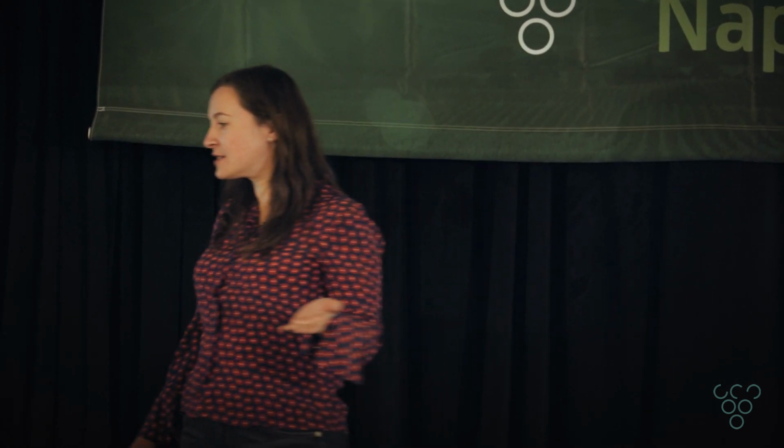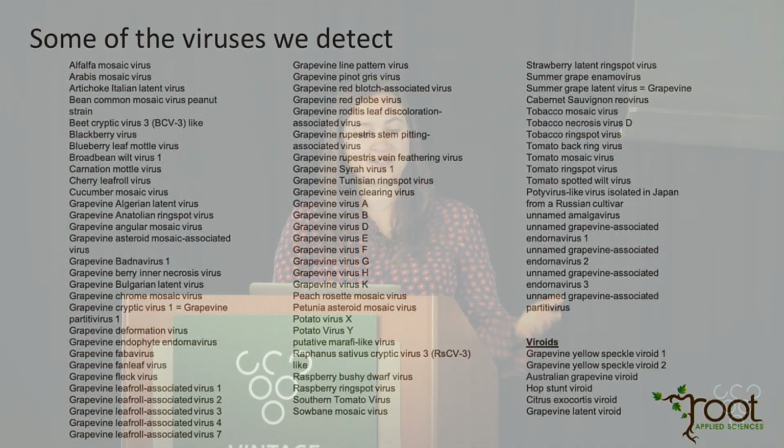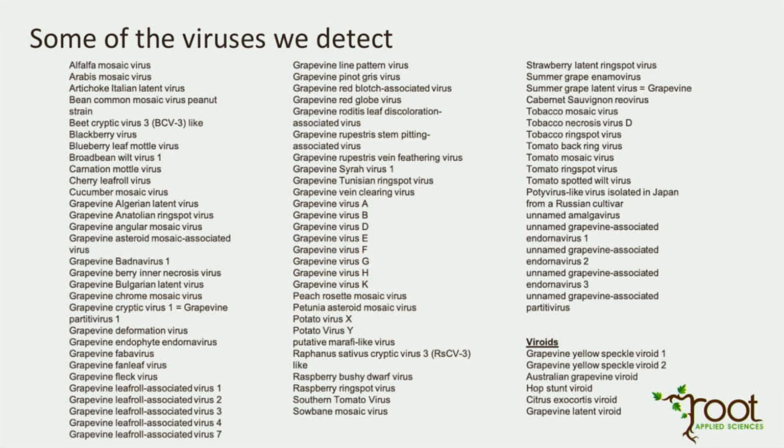So in our method, all nucleic acid is sequenced. There's no predetermined target, so there's no bias, but it's more expensive. Here are some of the viruses that we detect that have been found in grapevines before. All of these have been found in grapevines before. That doesn't mean that they're all going to be a serious problem, but there are a lot of them.